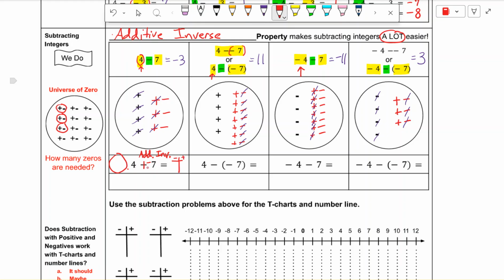Or you could just do it logically. So 4 is positive, 7 is negative, and we bring this over and we subtract, and it's 3, and we are on the negative side. So the answer is -3.